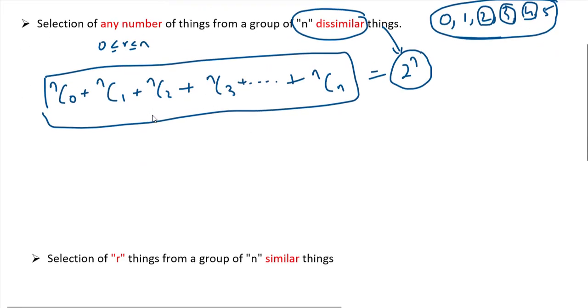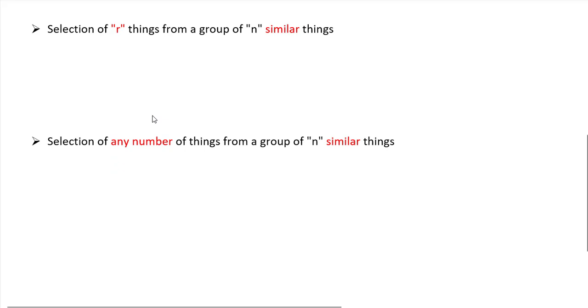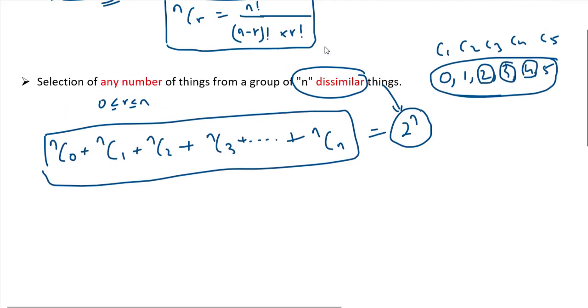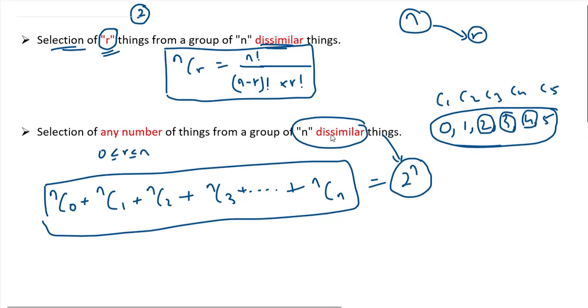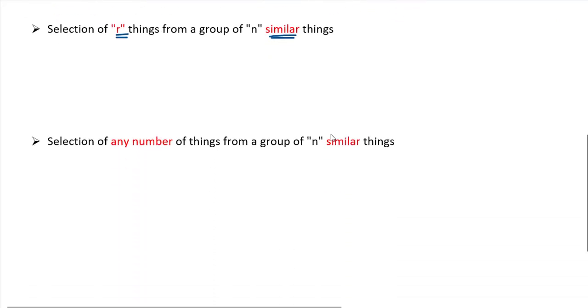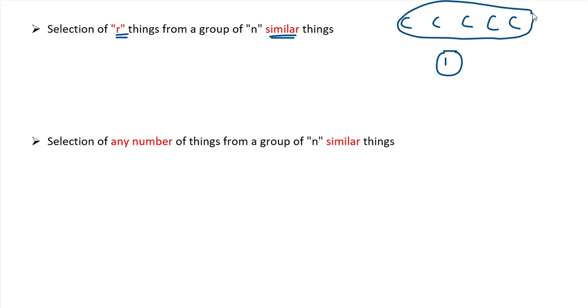Let us see now the third case. In this we need to make a selection of r things from a group of n similar things. In the previous two cases that we have considered, the things were dissimilar. In this case, the things are of the same type. So let's say now there are again 5 chocolates, and all these 5 chocolates are of the same nature. So they are exactly the same. Now if I ask you to select one chocolate from this group, you can select any one of these chocolates. It does not matter. So there is one way of selecting one chocolate.